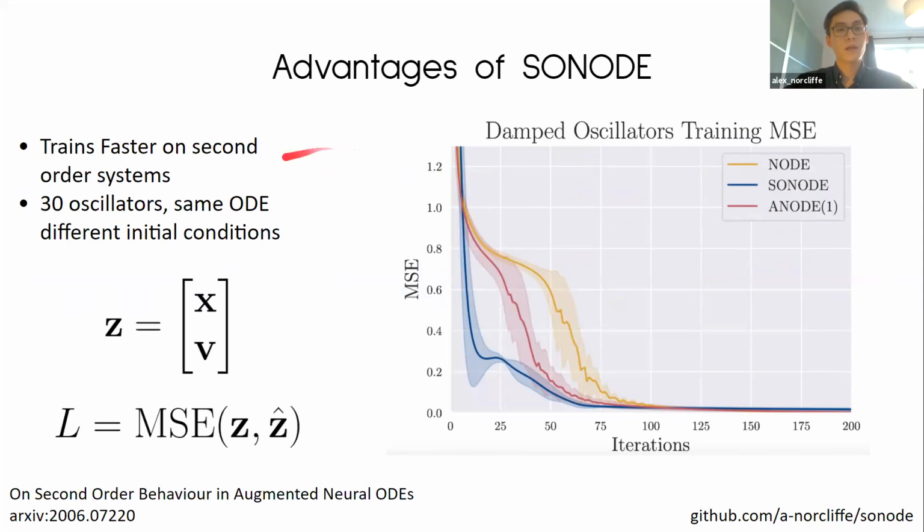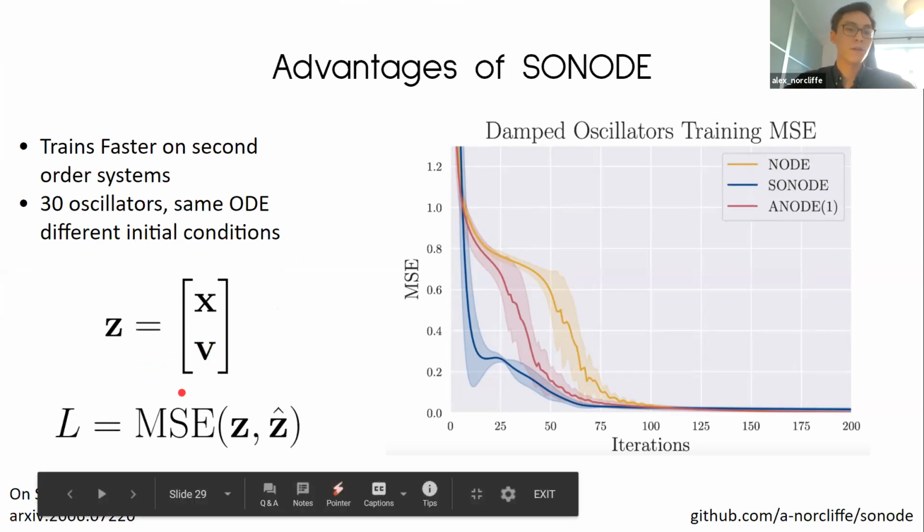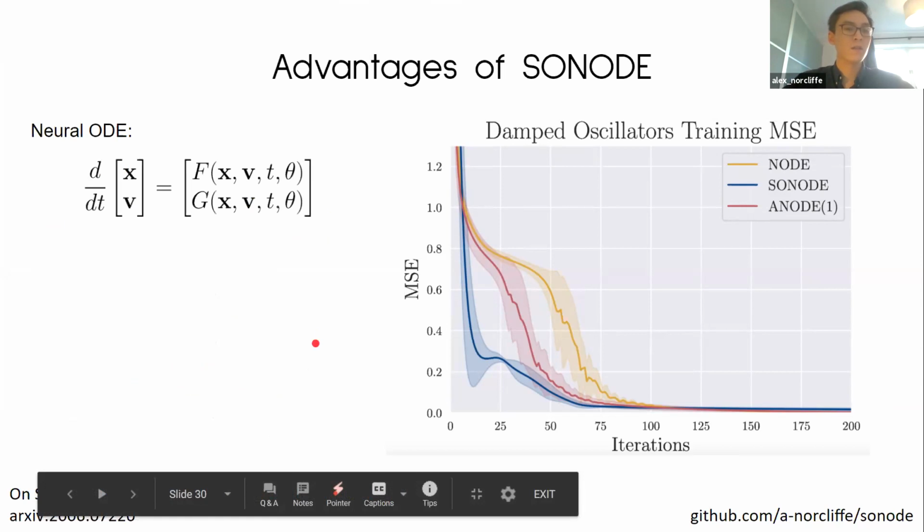So we see that on a second order system, these train faster. So we looked at 30 oscillators. Each one had the exact same ODE describing it, but they had different initial conditions. And we let the models have the position and the velocity. And so the loss was the mean squared error of the true position and velocity and the learned position and velocity. And so how did the models actually learn this?